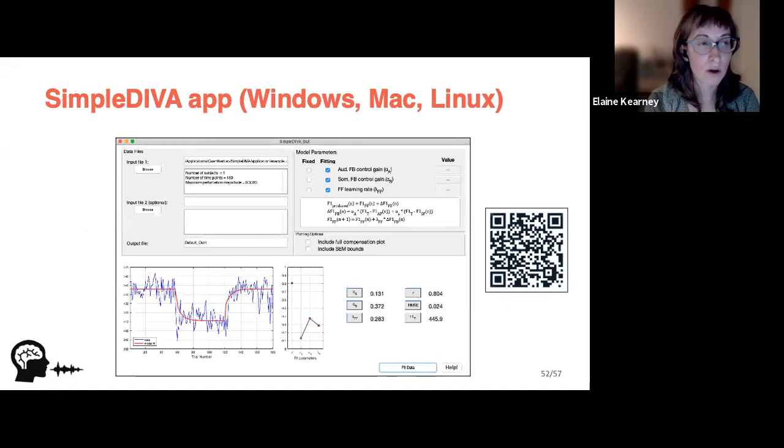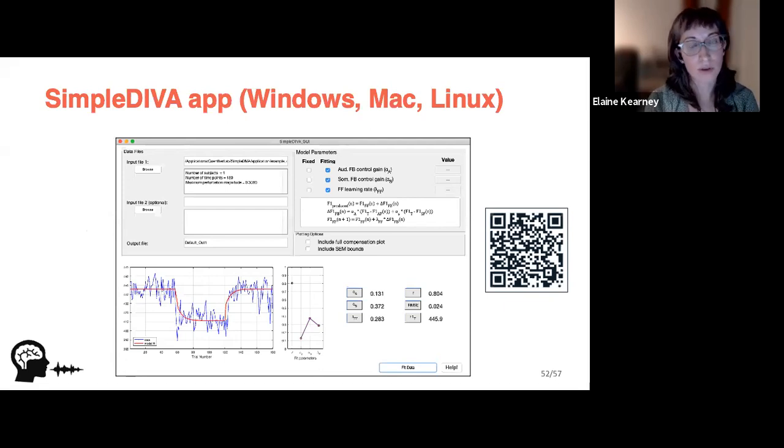As part of this study, we also released a Simple Diva app. So this is a cross-platform open source software. The model code is originally written in MATLAB, but we did compile the code in such a way that you don't need a MATLAB license or to have MATLAB downloaded on your computer to be able to use the app. And so this is on the lab website.